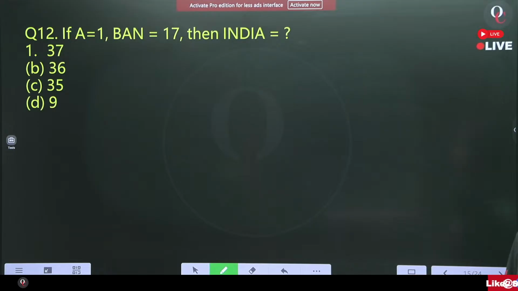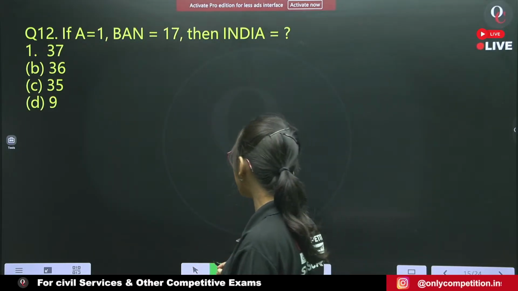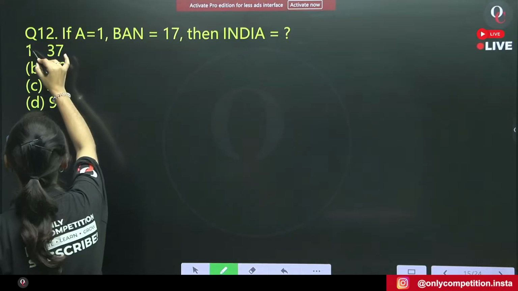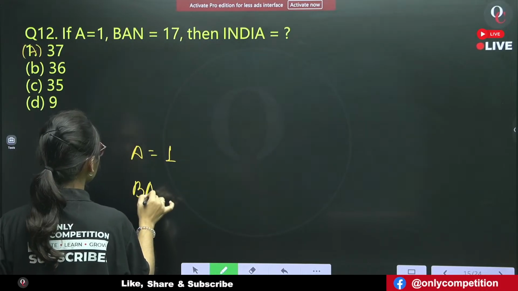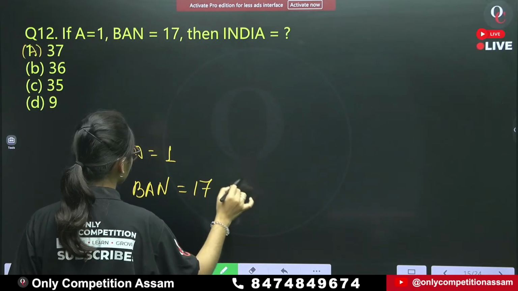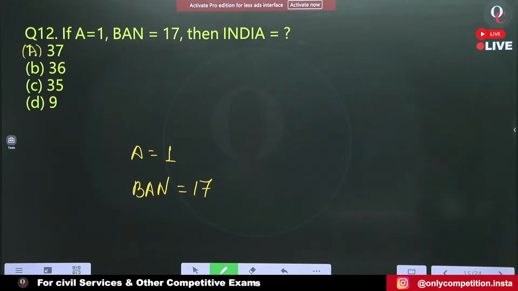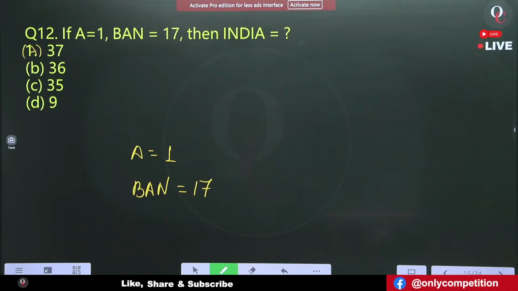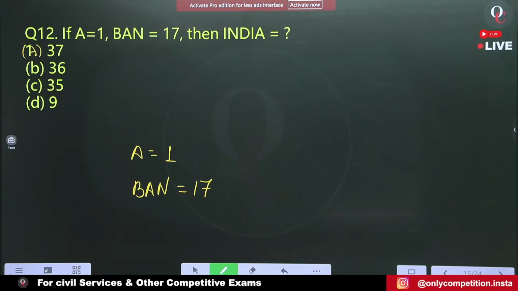Now, let's do one coding decoding which is a mixed coding decoding, because in this particular question they have used letters as well as numbers. Okay, so we need to find the pattern. Tell me what will be the pattern. Use the position value. Okay.